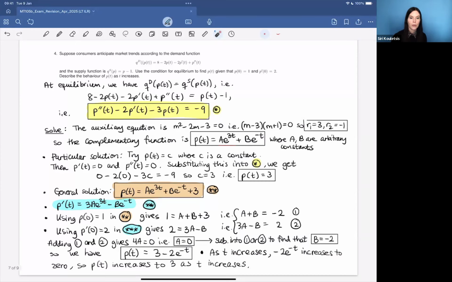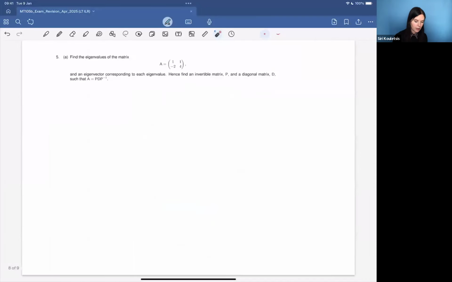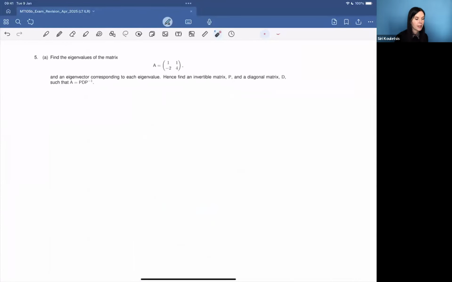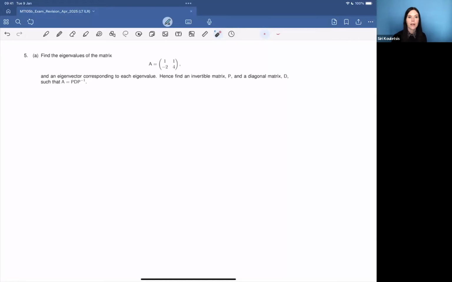Now, let's move on to a question on diagonalization. The first task here is to find the eigenvalues of this 2 by 2 matrix and an eigenvector corresponding to each eigenvalue, and hence find an invertible matrix P and a diagonal matrix D such that A equals P D P inverse. So take a head start in finding the eigenvalues of this matrix.